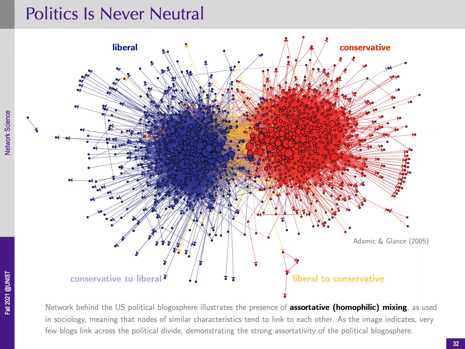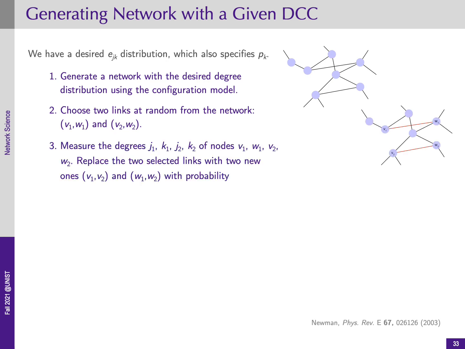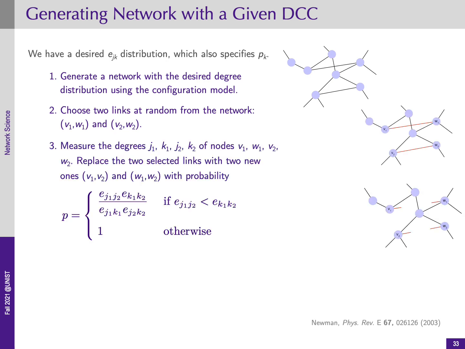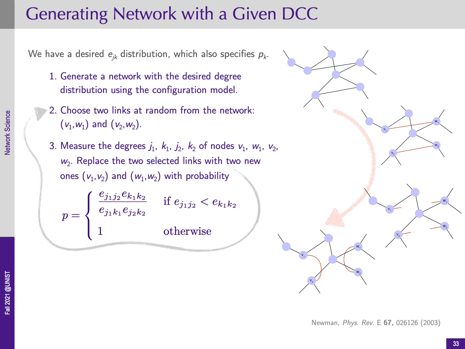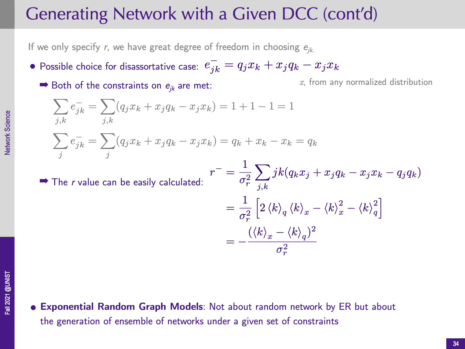All right, this is the end of the lecture, and the remaining part is a technical algorithm that helps you generate a network with a specified distribution of e_jk. So again, if you are motivated students of physics, then you can follow this content. All right, I'll see you in the next lecture.